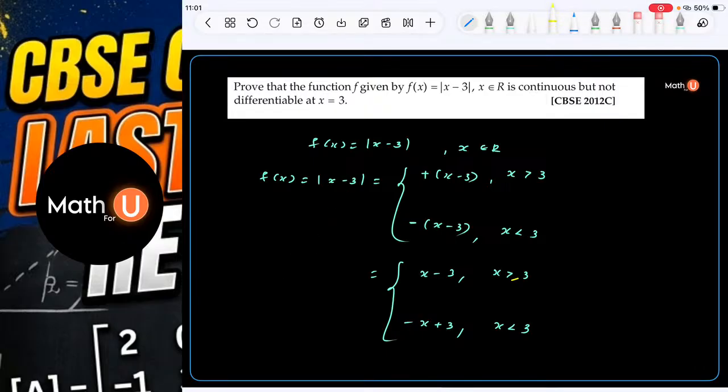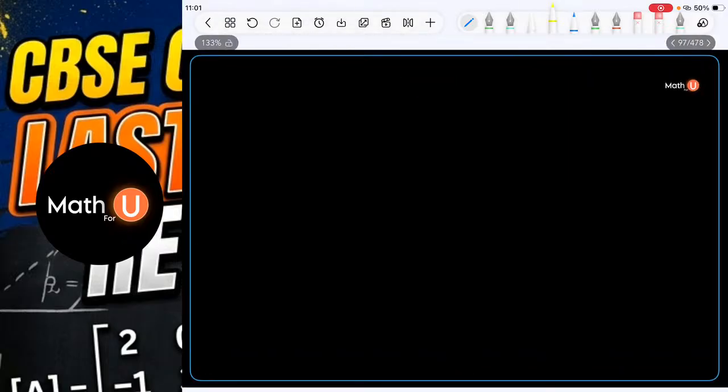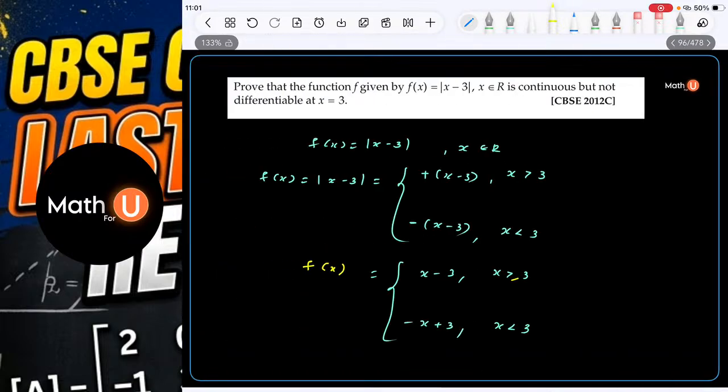Okay, this is our f of x. Now check whether it is continuous and differentiable. Okay, how to check continuity? You should find the left hand limit. Limit x tends to, at what point? 3, right? The turning point is 3.